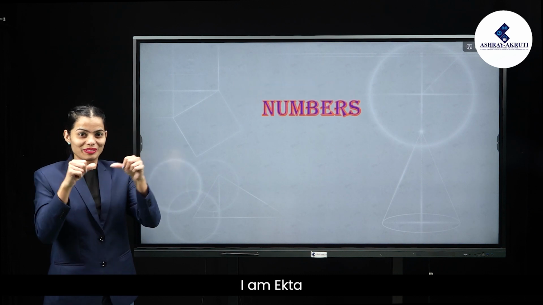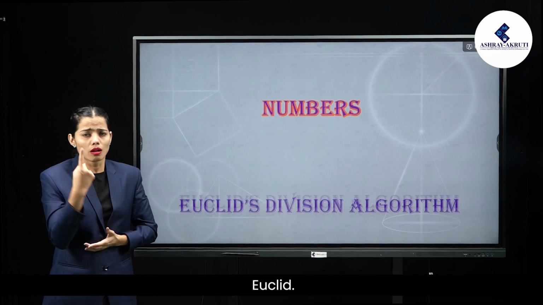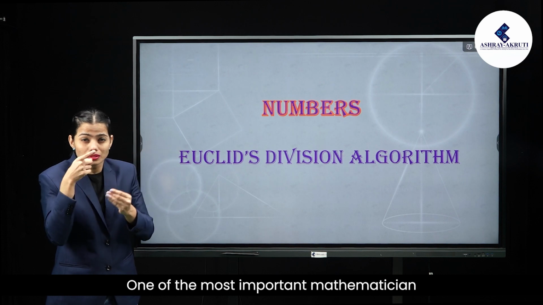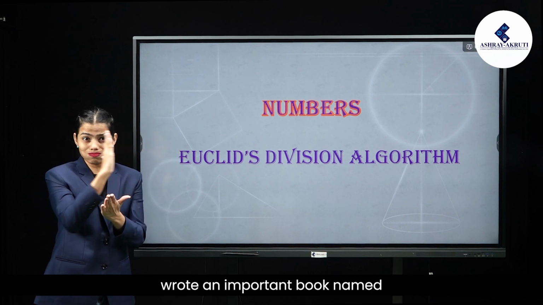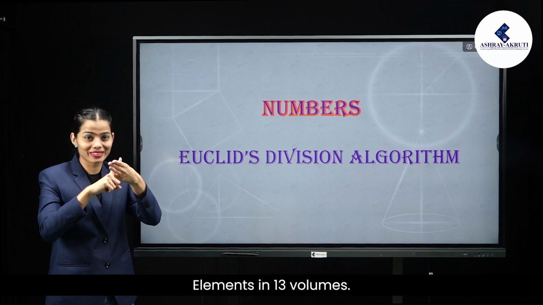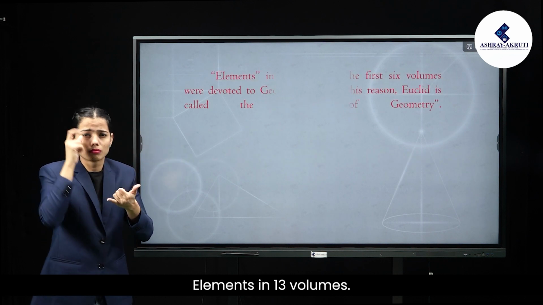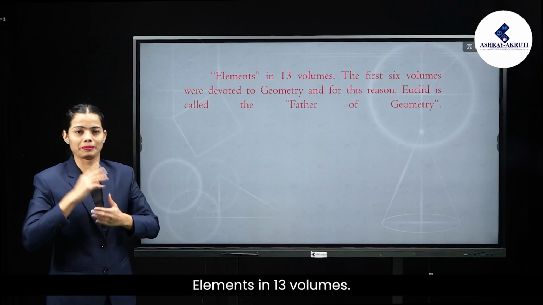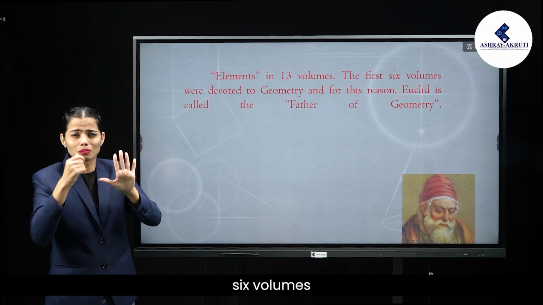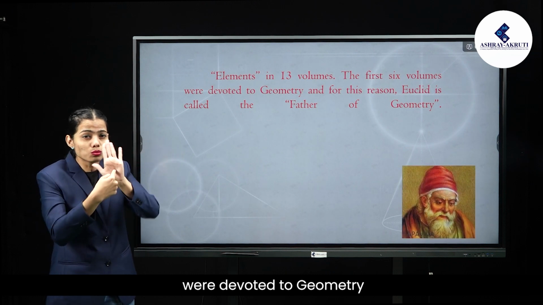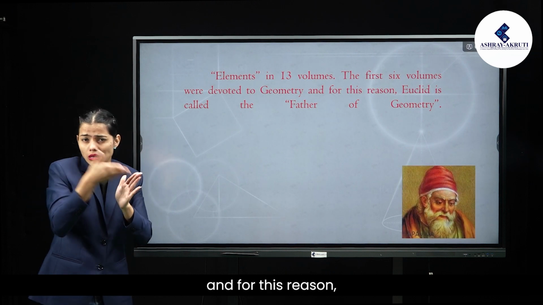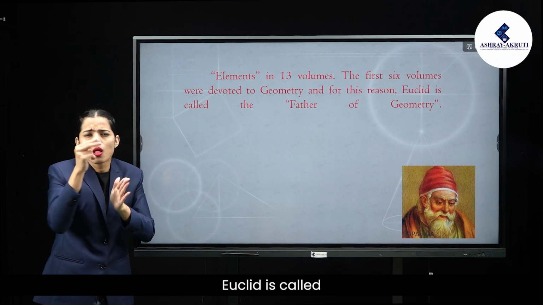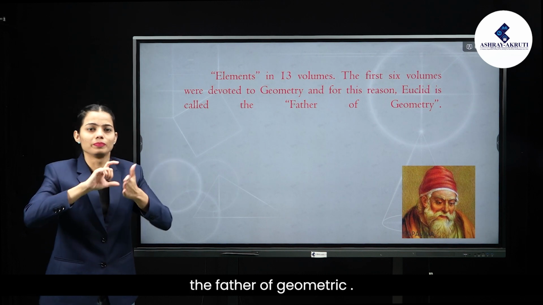Students, I am Ekta. Euclid, one of the most important mathematicians, wrote an important book named Elements in 13 volumes. The first 6 volumes were devoted to geometry, and for this reason, Euclid is called the father of geometry.